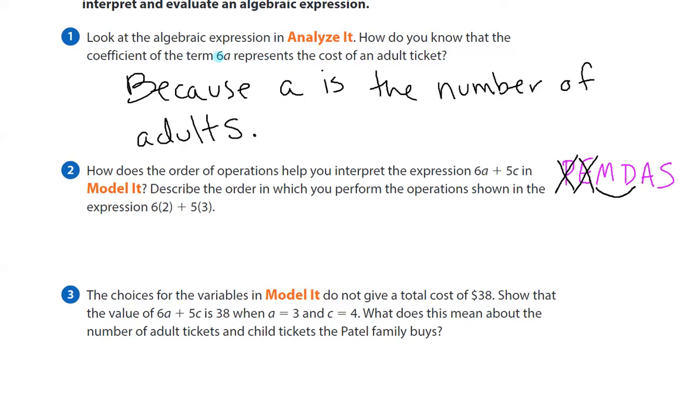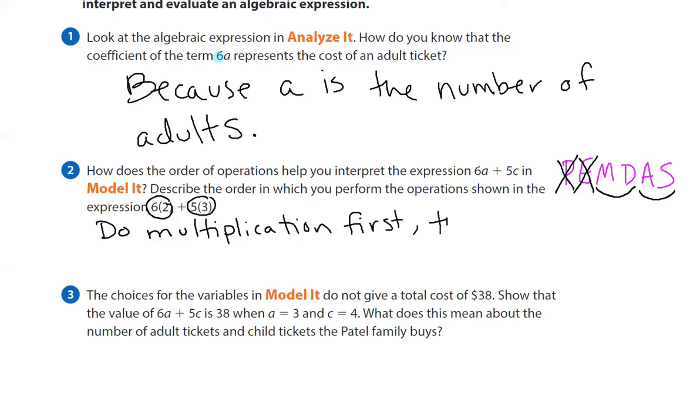There's no division, but you remember, multiplication and division, they're cousins. They're inverse operations. They go together. So when we write PEMDAS, we keep multiplication, division, and addition and subtraction together. It's not multiplication, then division. It's not addition, then subtraction. It's multiplication, division, then addition, subtraction. So it says describe the order in which you perform the operations shown here. So we're going to do the multiplication first. Then the addition.